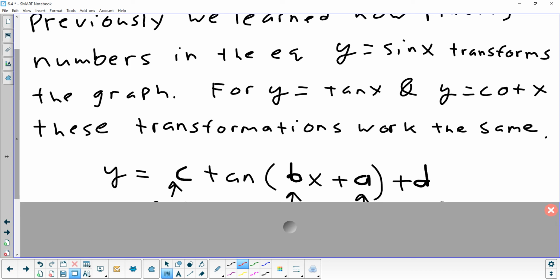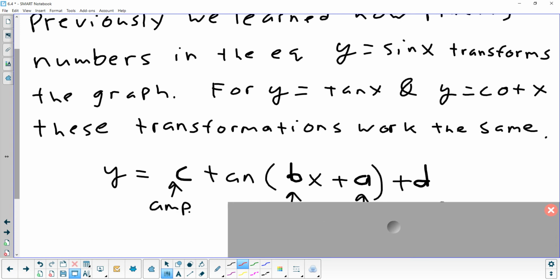What type of transformation would C be? A vertical shrink or stretch. Yep, that's a vertical stretch or shrink. Depends if it's a number greater than 1. That causes a stretch, so I'm gonna write it that way. Vertical stretch could be a shrink if it's between 0 and 1.